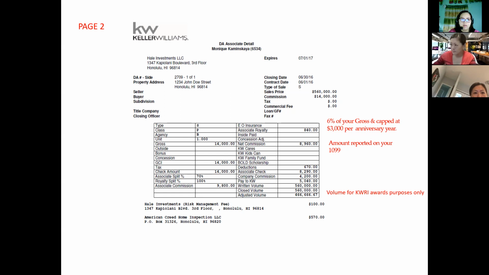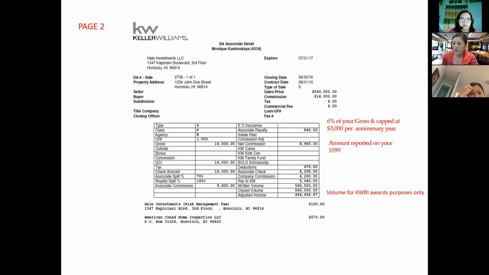If you keep going down where it says 9,800, that is the associate's commission. The associate's commission amount is your gross commission, GCI, times the agent's percentage split. So if you're on a 70-30 split and you receive 70%, in this case the associate split is 70-30, so it's 14,000 times 70%. That equals the associate commission, the 9,800.